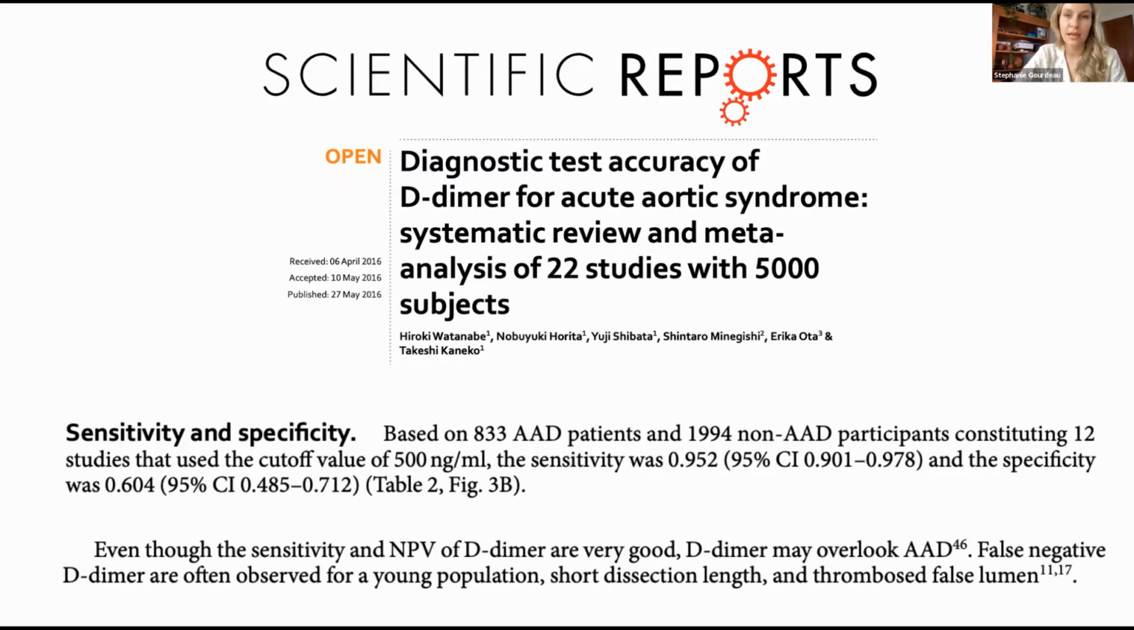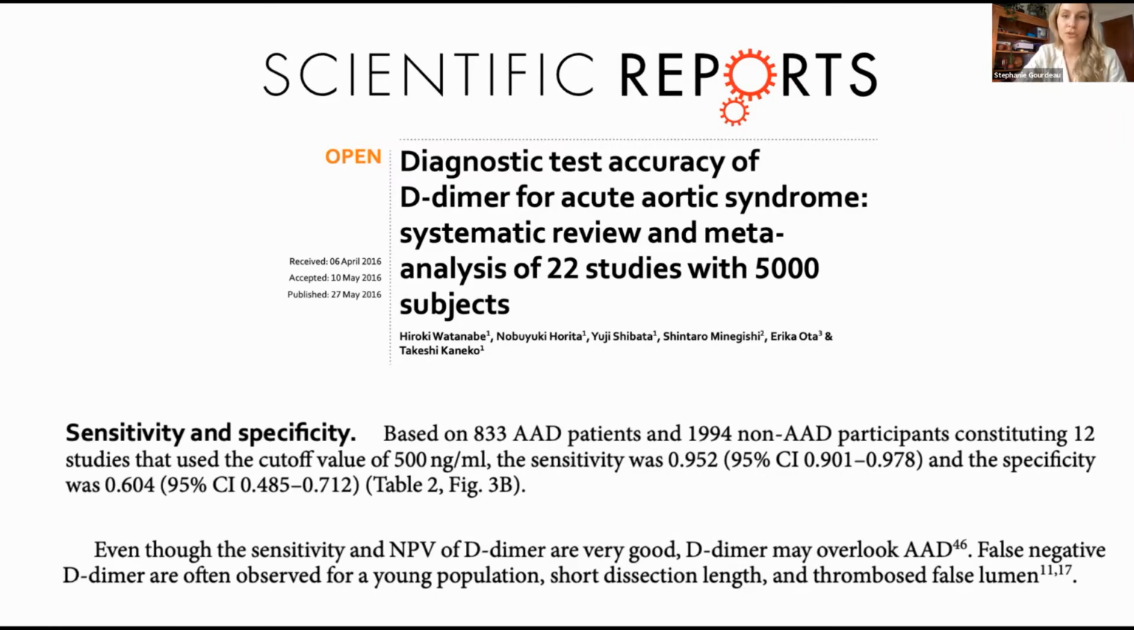Larger systematic reviews and meta-analyses were also performed on the same topic with regards to the use of D-dimer assay in ruling out acute aortic syndrome, such as this one published by Watanabe and his colleagues in Scientific Reports in 2016. And once again, high sensitivity and high negative predictive values were demonstrated, but the potential to overlook acute aortic syndrome remained when used in isolation.